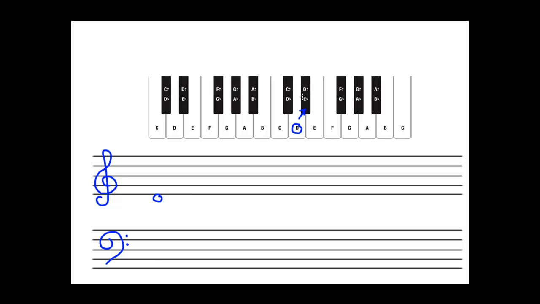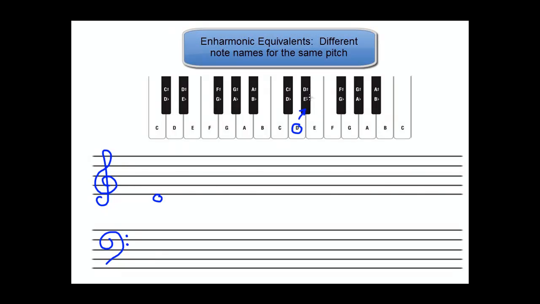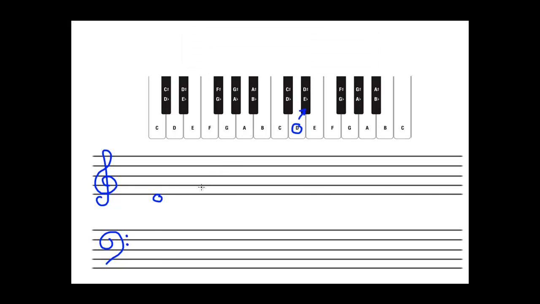Now, do we write a note that is a D sharp or an E flat? Remember that these two note names are called enharmonic equivalents because they're different names for the same pitch. Well, we're going to clarify which note you write right now. There are two types of semitones.